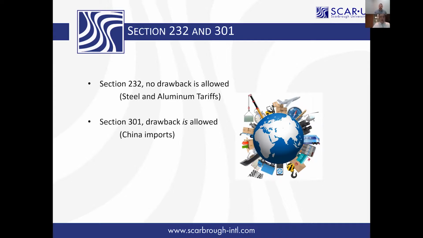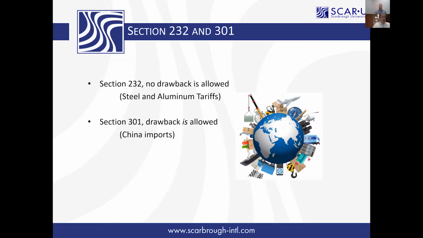25% tax on steel products and 10% tax on covered aluminum products. The government has said there's no drawback allowed on these duties. So if you import a steel product and you pay the 25%, unless you have an exclusion, you're going to pay it, and you're not going to be able to get it back if you export that product or find a domestic product that would meet that 8-digit substitution standard.